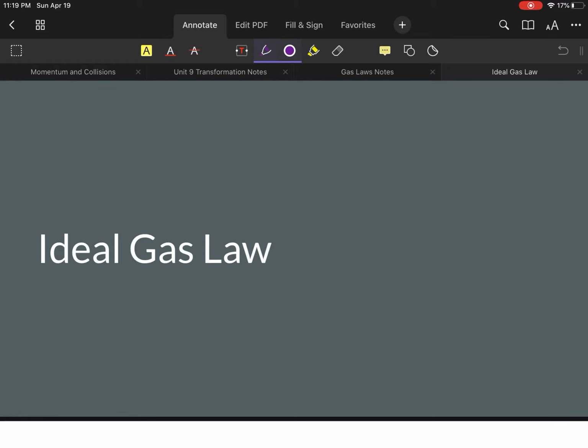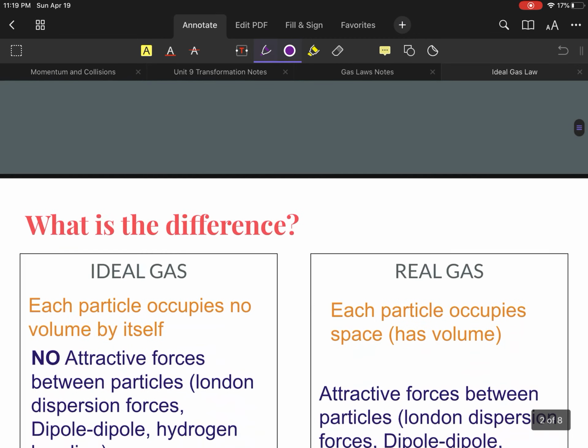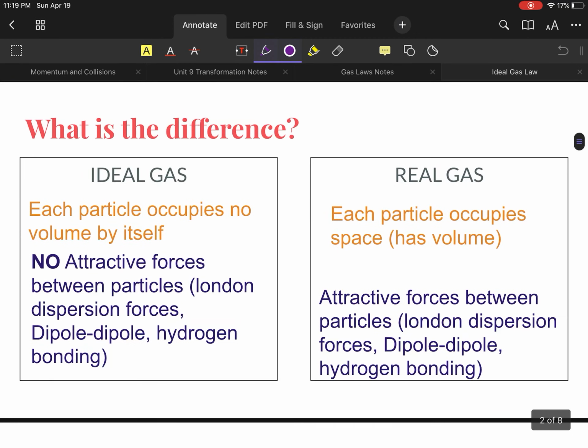Okay, so we're going to talk about the ideal gas law. This is similar to the combined gas law. We're just incorporating one other factor into it, but it's not difficult. So when we say ideal gas law, we're really just talking about gases. We're not really talking about anything special.